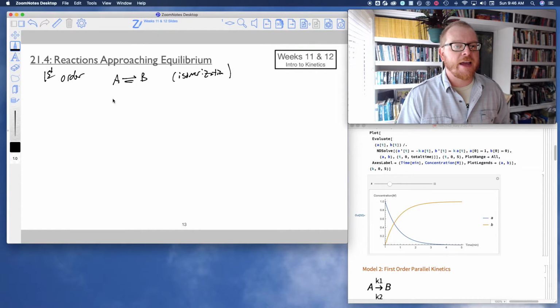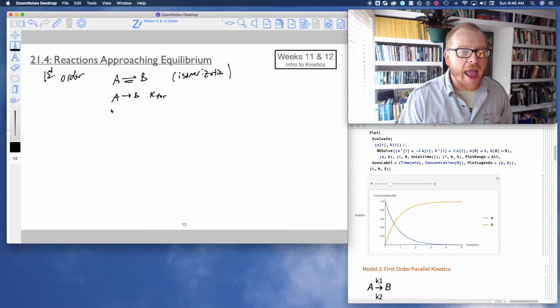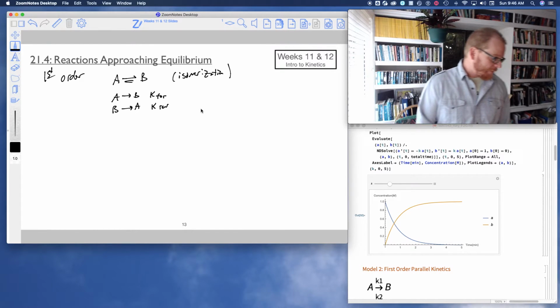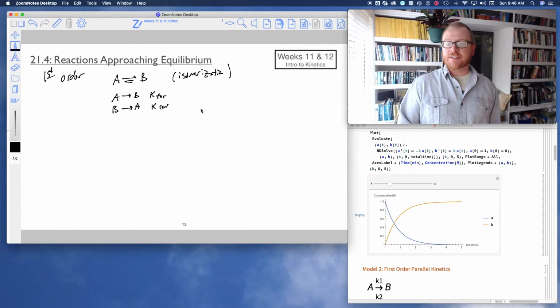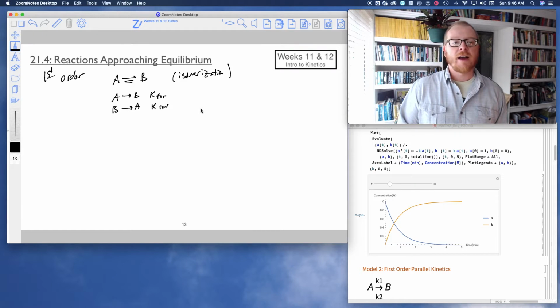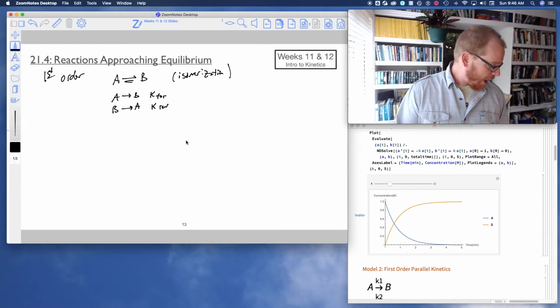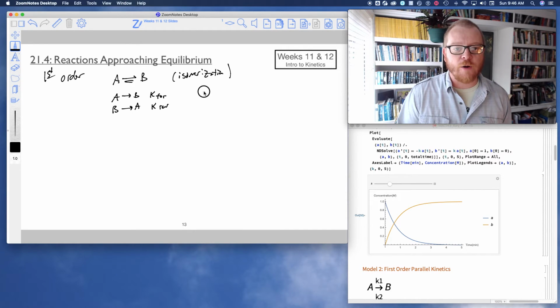So I'm going to say A goes to B with rate constant K forward, and B goes to A with rate constant K reverse. Okay, and so now this is really important because this is going to be how we start to create a complex mechanism.